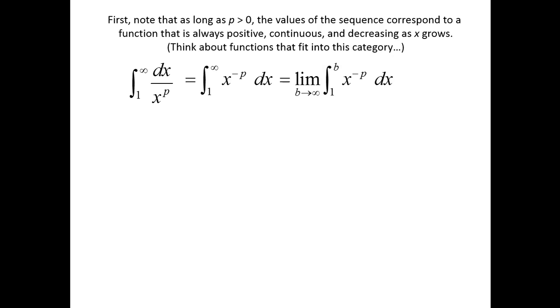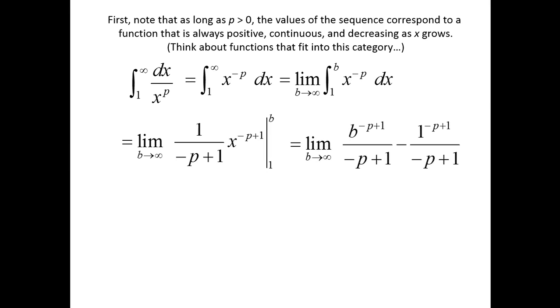So p, remember, is a constant. So this turns into x to the negative p plus 1 over negative p plus 1 from 1 to b. And remember, the b and the 1 go in place of the x. P is a fixed constant here, so we're going to apply the fundamental theorem of calculus and we get this expression.